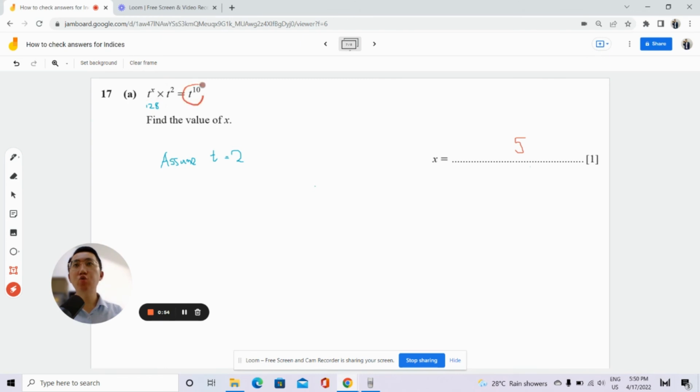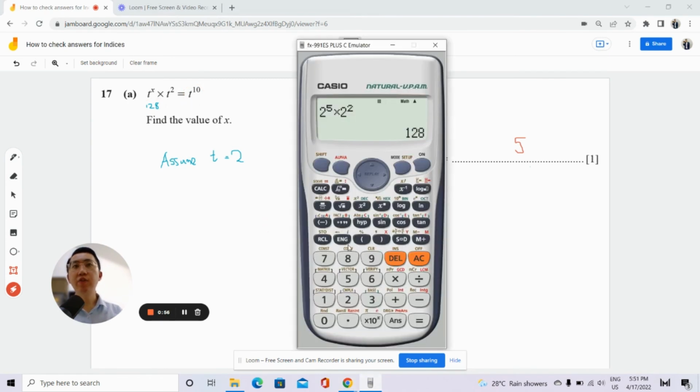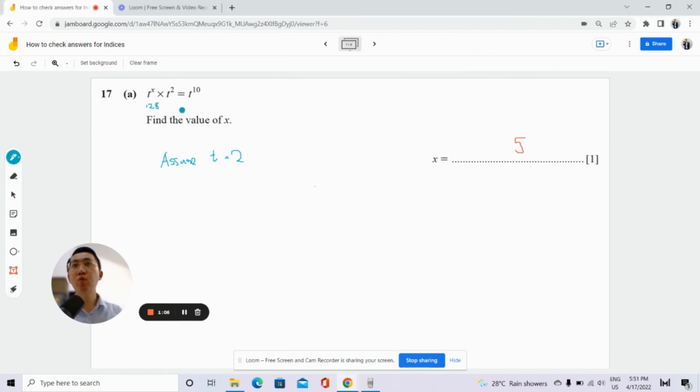Let's check 2 power of 10. See if it's tally or not. So 2 to the power of 10. Okay, you get 1024, and then you know this is not tally. And I'm going to write 1024. So you know it's not tally, then my answer is wrong. That's how you check, okay?